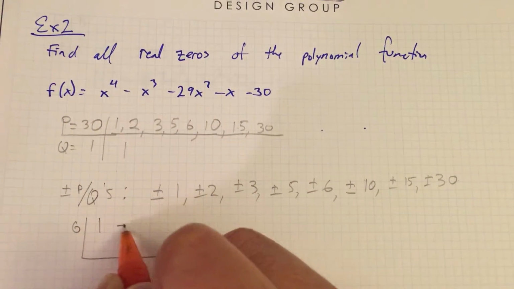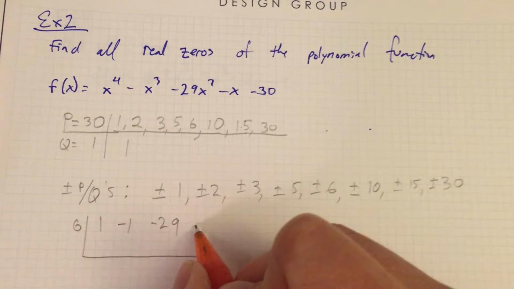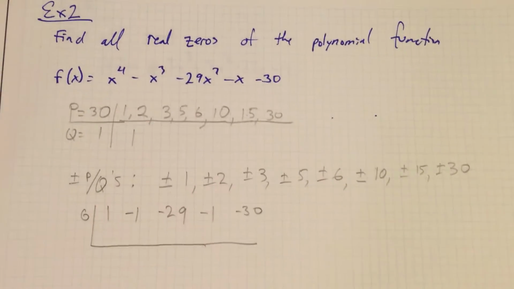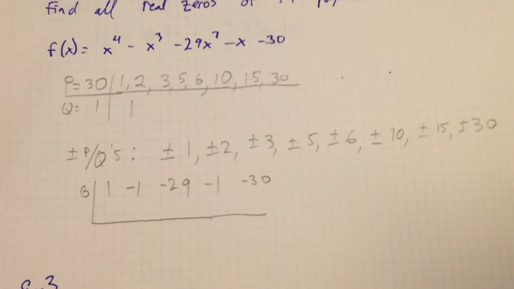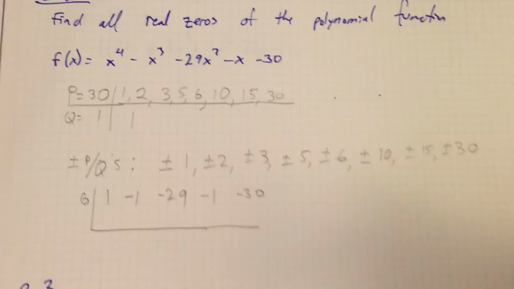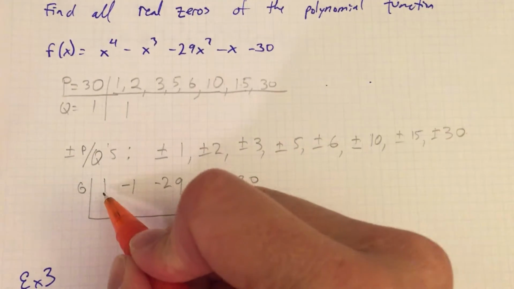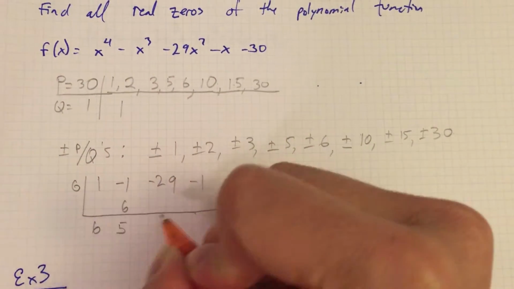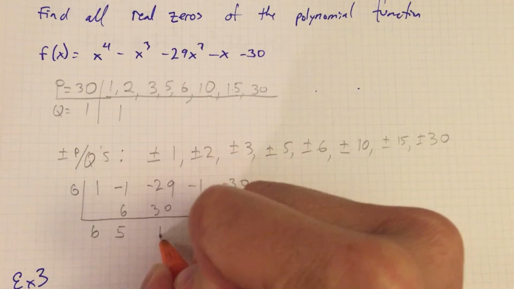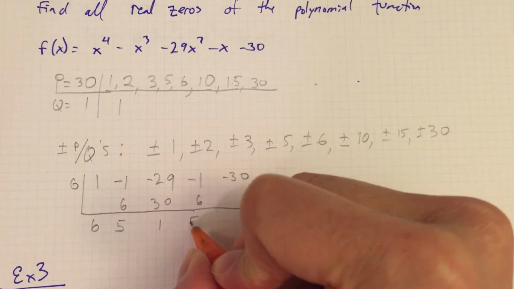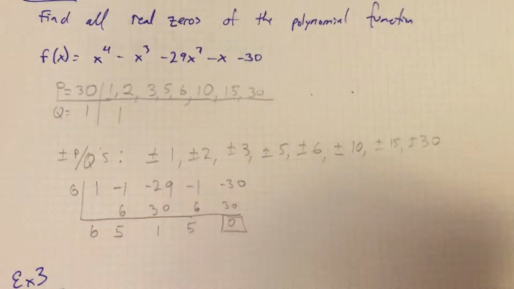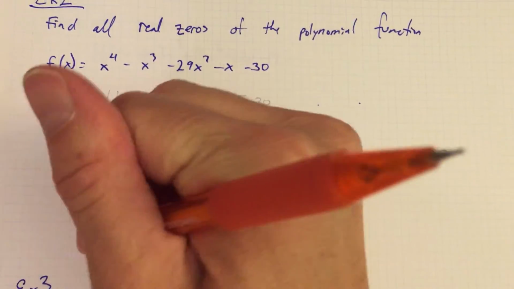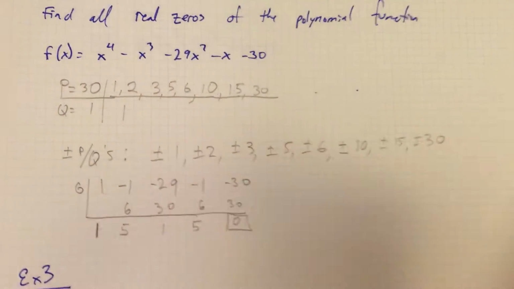So this will be 1, -1, -29, -1, -30. So I'm going to use my synthetic division one more time, right? If you didn't understand it, by the end of this lesson, you hopefully will have a better understanding. So bring down the 1, I got 6, and 6, multiply that, 5, so 30, and 1, so 6, 25, 30, and 0. I just realized that I made a mistake. That should not be a 6 there. That should be a 1, right?